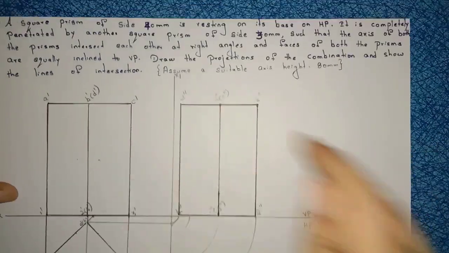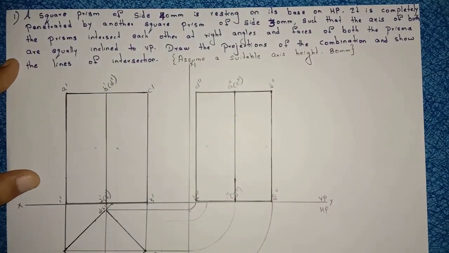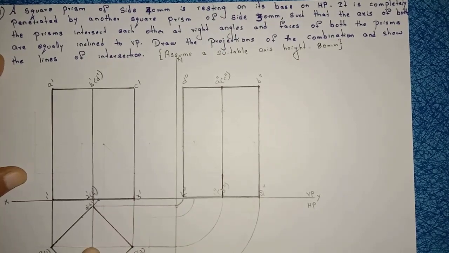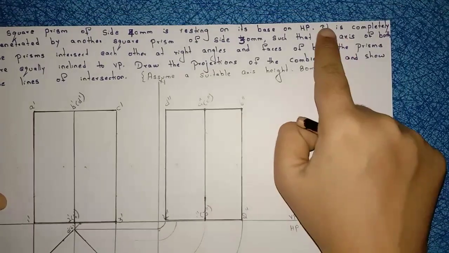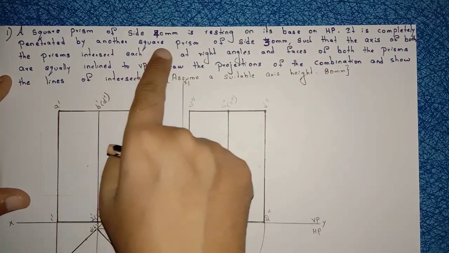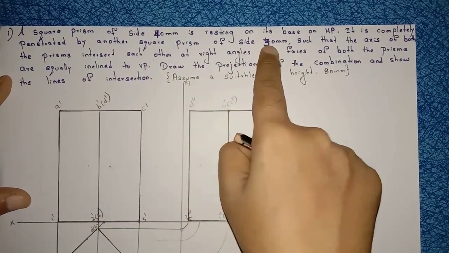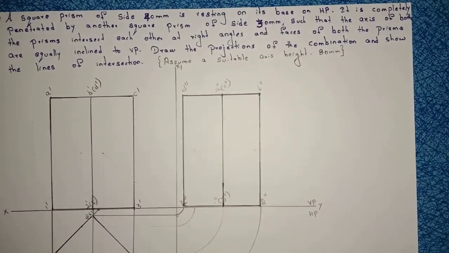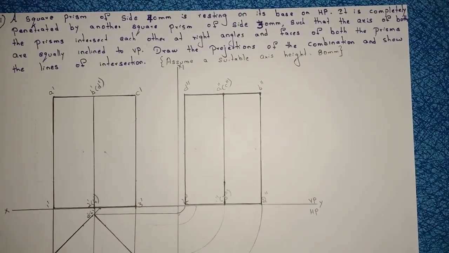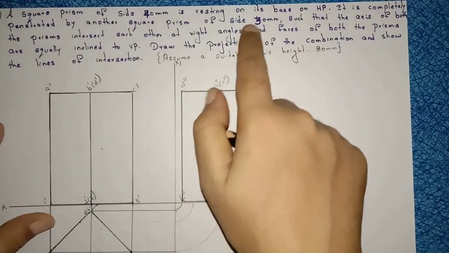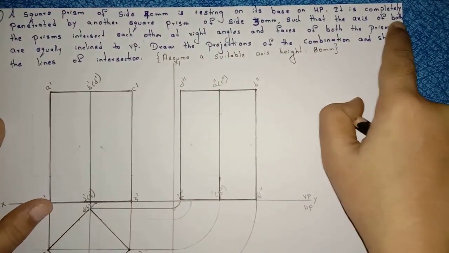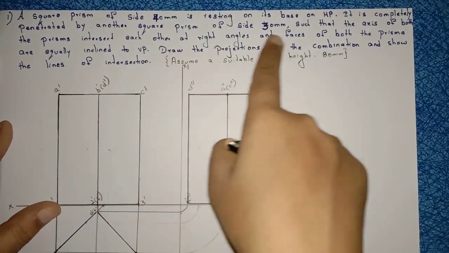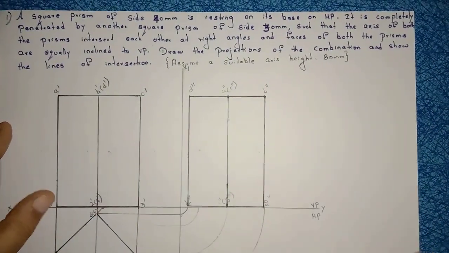What is the question? A square prism of side 40 mm is resting on its base on HP such that the faces of both the prisms are equally inclined to VP. It is completely penetrated by another square prism of side 30 mm. This square prism, it is completely penetrated. One square prism into another square prism, right, of side 30 mm such that the axis of both prisms intersect each other at right angles and faces of both the prisms are equally inclined to VP.